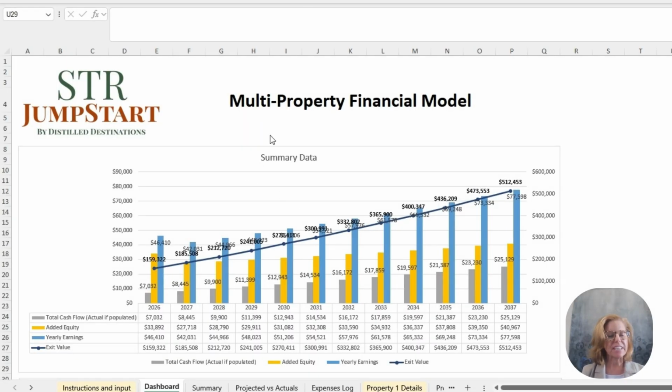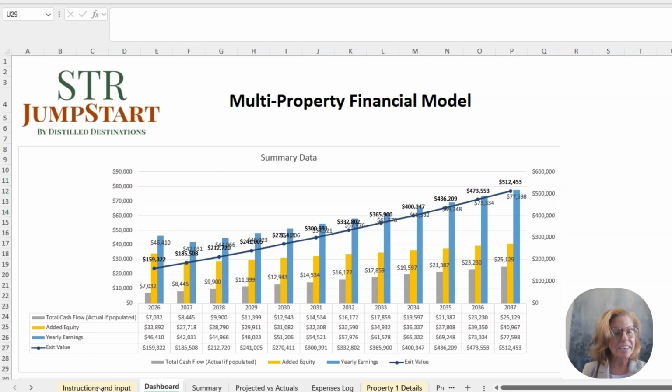What if you were 10 years away from retiring and you decided to take some money out of your retirement fund and go invest it into real estate? Let's take a look at what that might look like in the multi-property financial model, our profit planner. I thought it might be a good way to take a look around and also see the power of real estate.